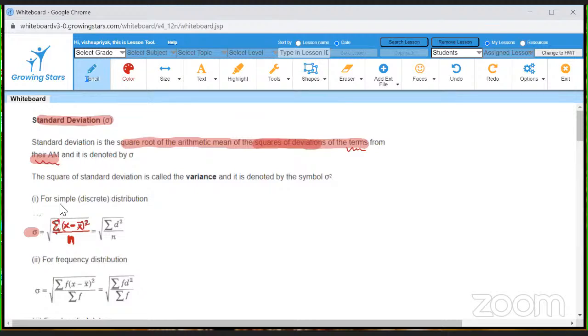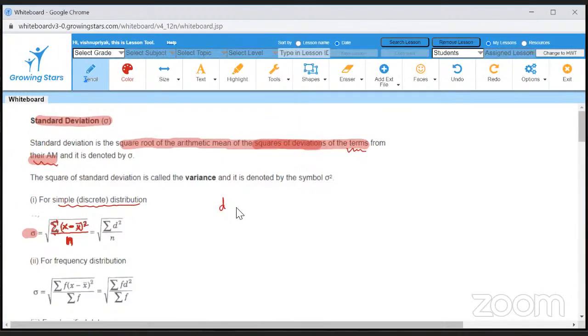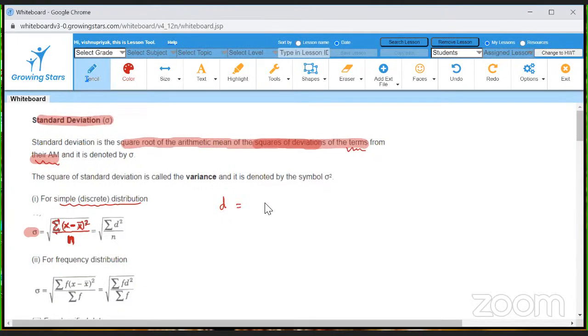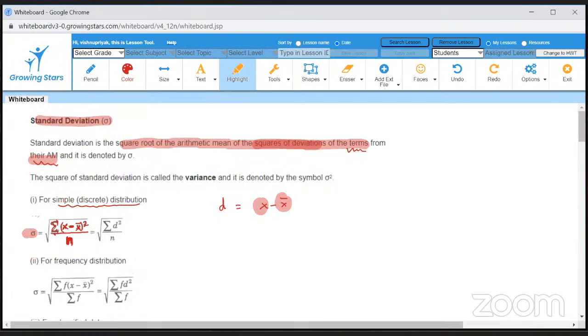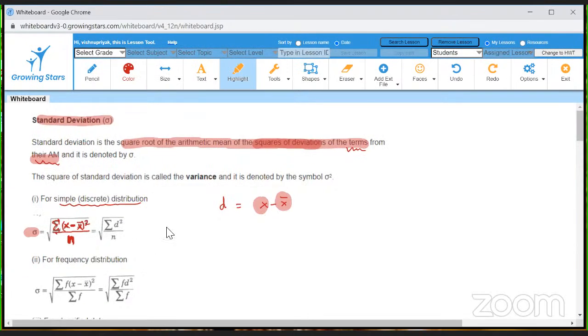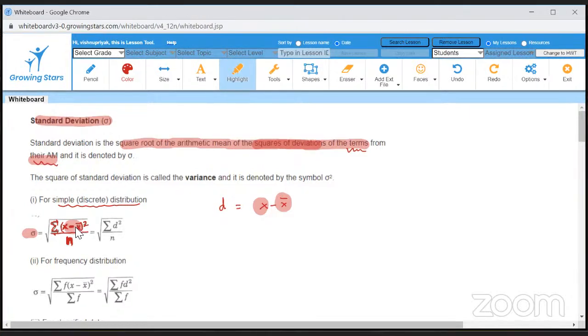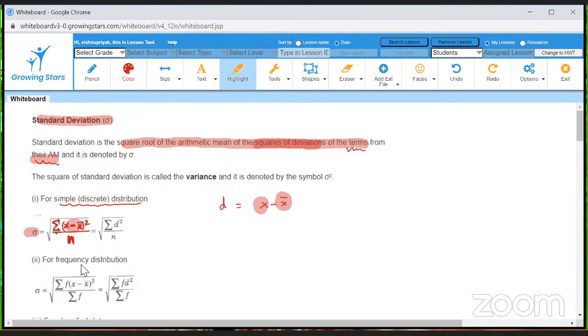When the data is very simple, just a list is given. Or in short, the deviation can be written as x minus x bar, deviation of each term from the arithmetic mean. You can write it as square root of sigma d square by n.